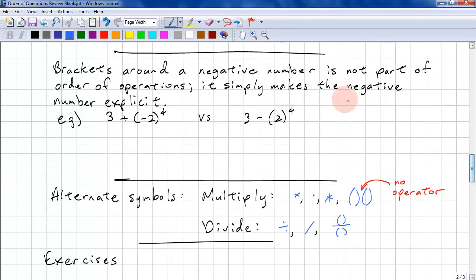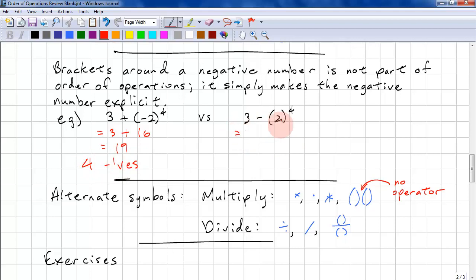Now, brackets around a negative number is not part of the order of operations. It's just simply making the negative number explicit. So we're not saying to do the negative 2 first because there's really no operations to do there. We just take negative 2 to the power of 4. So for this one, we have 3 plus 16. There's 4 negative signs, so it becomes positive. This is 19.